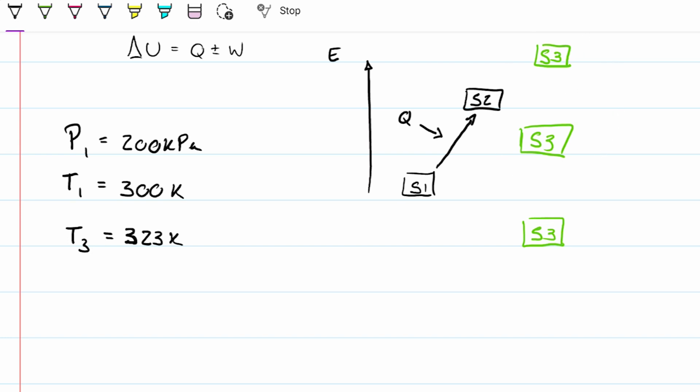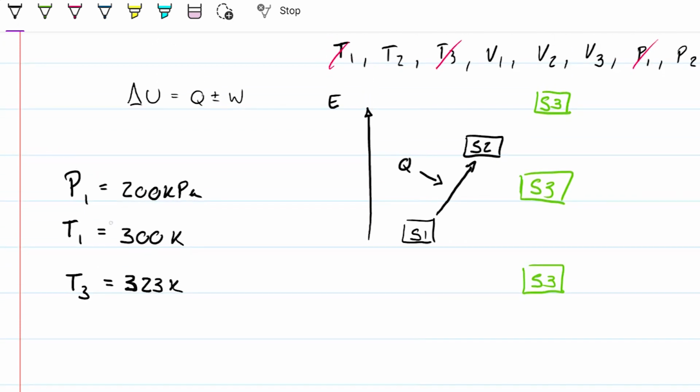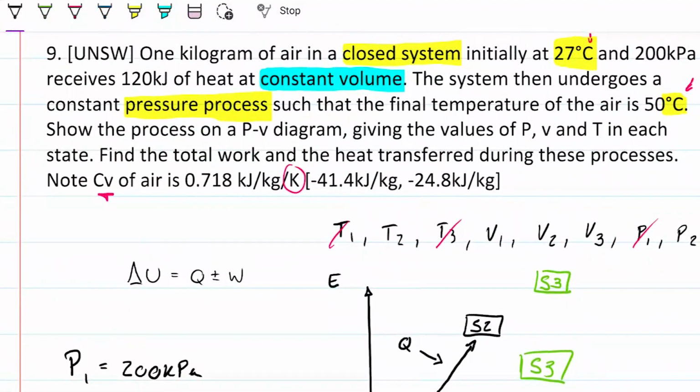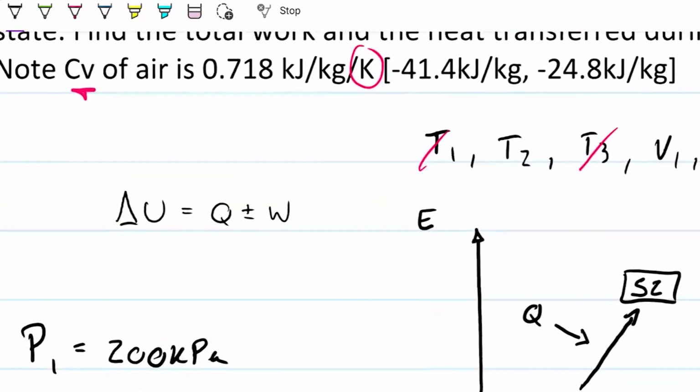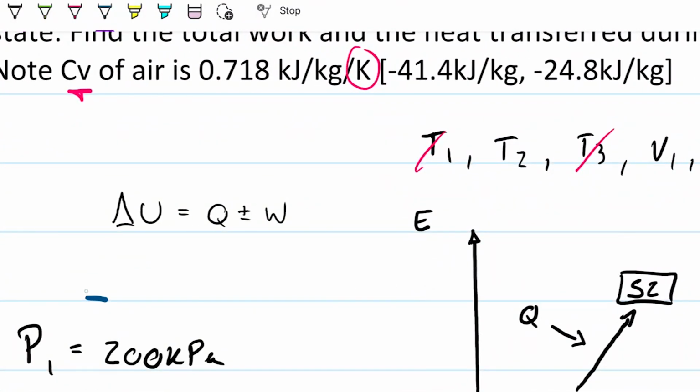All right, so the first thing I'm going to do is let's go ahead and find the volume for state 1, because I have two properties. I can just find the volume easily. And the way we're going to solve this problem is basically using the ideal gas law, C sub V, and the first law. Those are the three things we're going to be using to solve this problem. That's all we need. Let me put it down here so that if you don't want to watch this video anymore, you can just grab this and run.